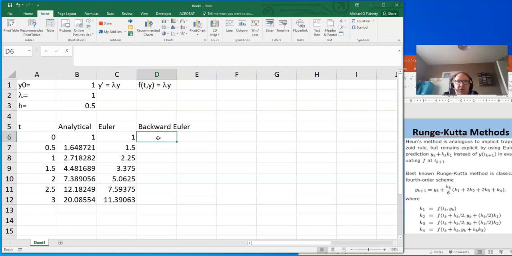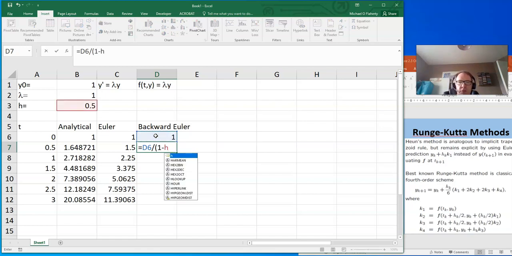So once again, it's a numerical method. We start from a known starting point, y0, and an expression for the next solution. If we call this yk, this is yk plus 1. So yk plus 1 is equal to the previous value, yk, divided by 1 minus h times lambda.